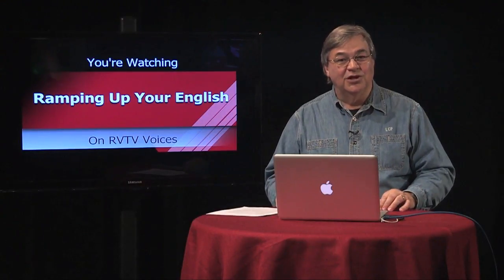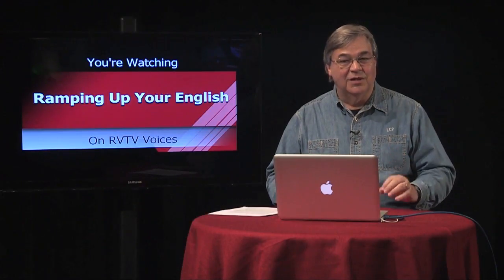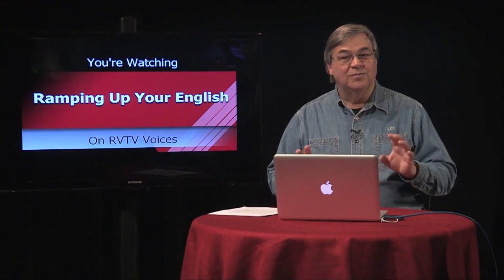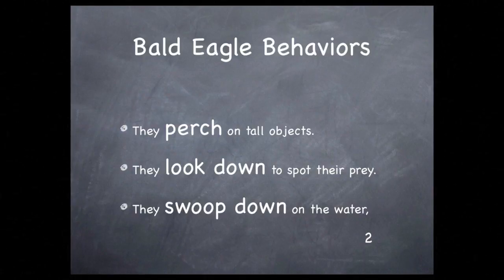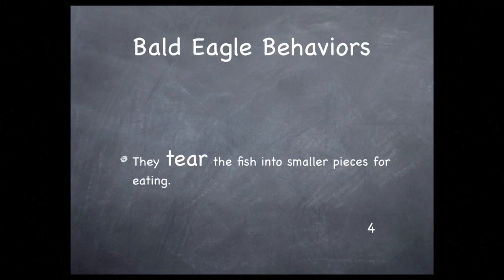In this episode, we'll look at the behaviors that bald eagles perform in order to survive and thrive in their environments. Now, we'll need to use some action words when we take note of those behaviors. Now, here are some notes about bald eagle behaviors. They perch on tall objects. They look down to spot fish or other prey. They swoop down on the water, extending their talons toward and opening them. They close their talons when they reach the fish, sinking those sharp talons into the body of the fish. They tear the fish into smaller pieces for eating.